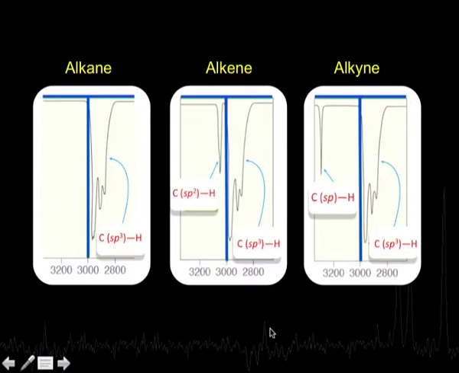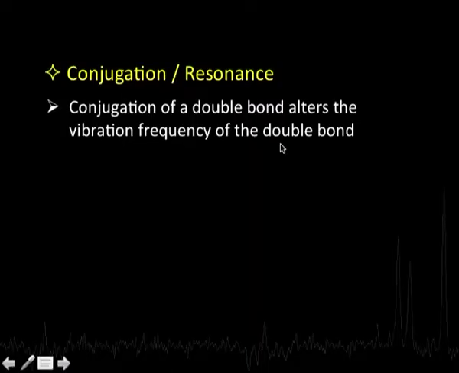If we move to alkynes, we find that this CH having carbon atom as sp hybridized has gone further to a higher value of vibration frequency. Okay. Now, let us move on to another effect here, that is conjugation or resonance. Because of conjugation of a double bond, the vibration frequency of the double bond gets altered.